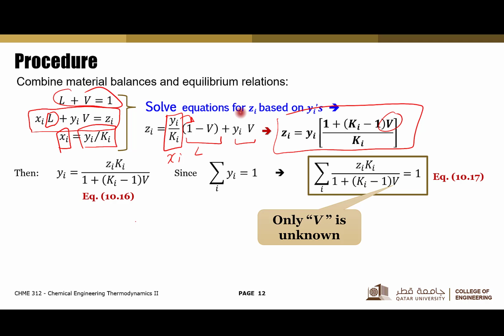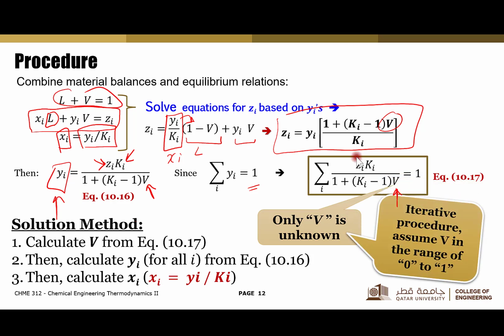Then what we do is we take the sum, after rearranging this equation to solve for Y, to make the left side equal to 1. In this expression, we know the K, we know the Z, we don't know what? V. So then we can solve for the amount of vapor we have, and then from that we can find the liquid, and then from that we can find the rest. So this is the expression where the only unknown is V, and that's what we're going to solve for.